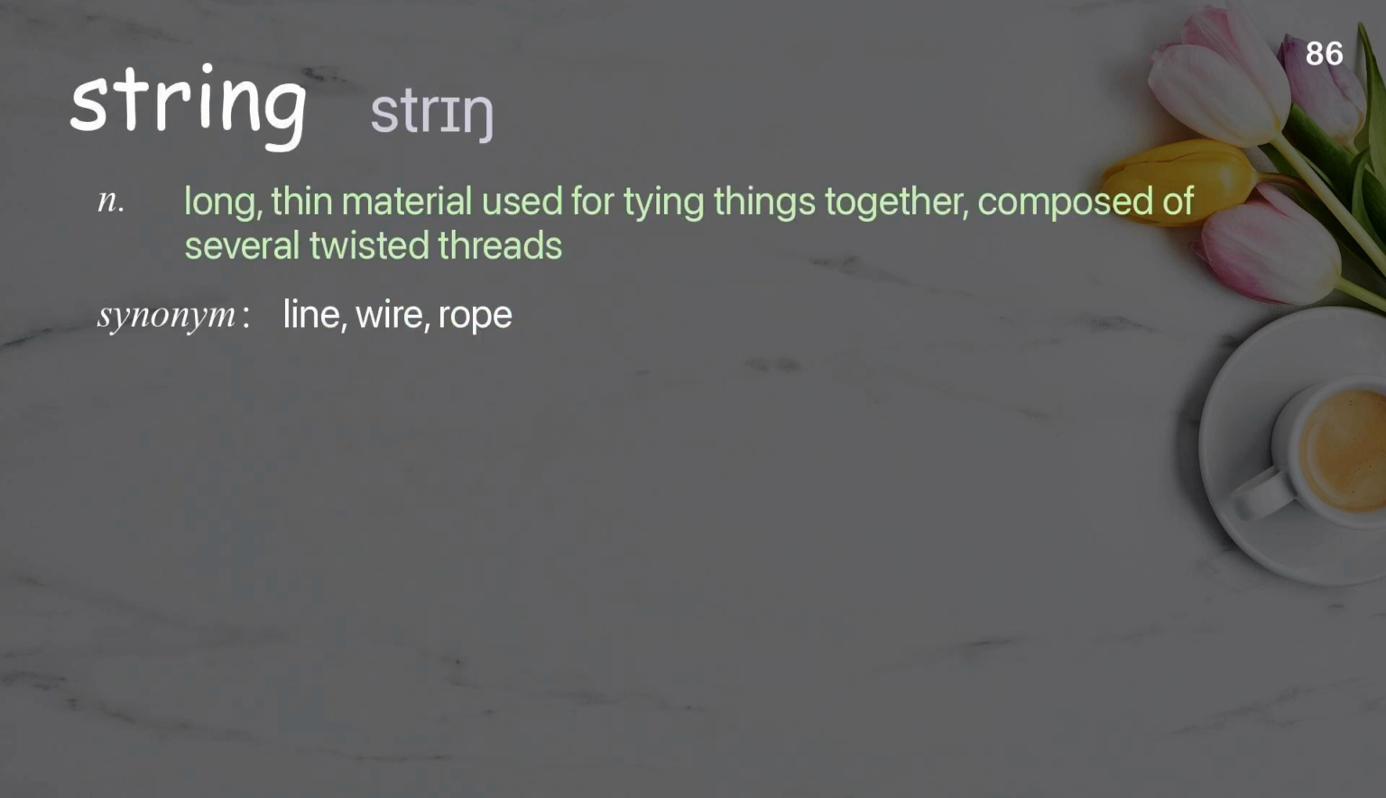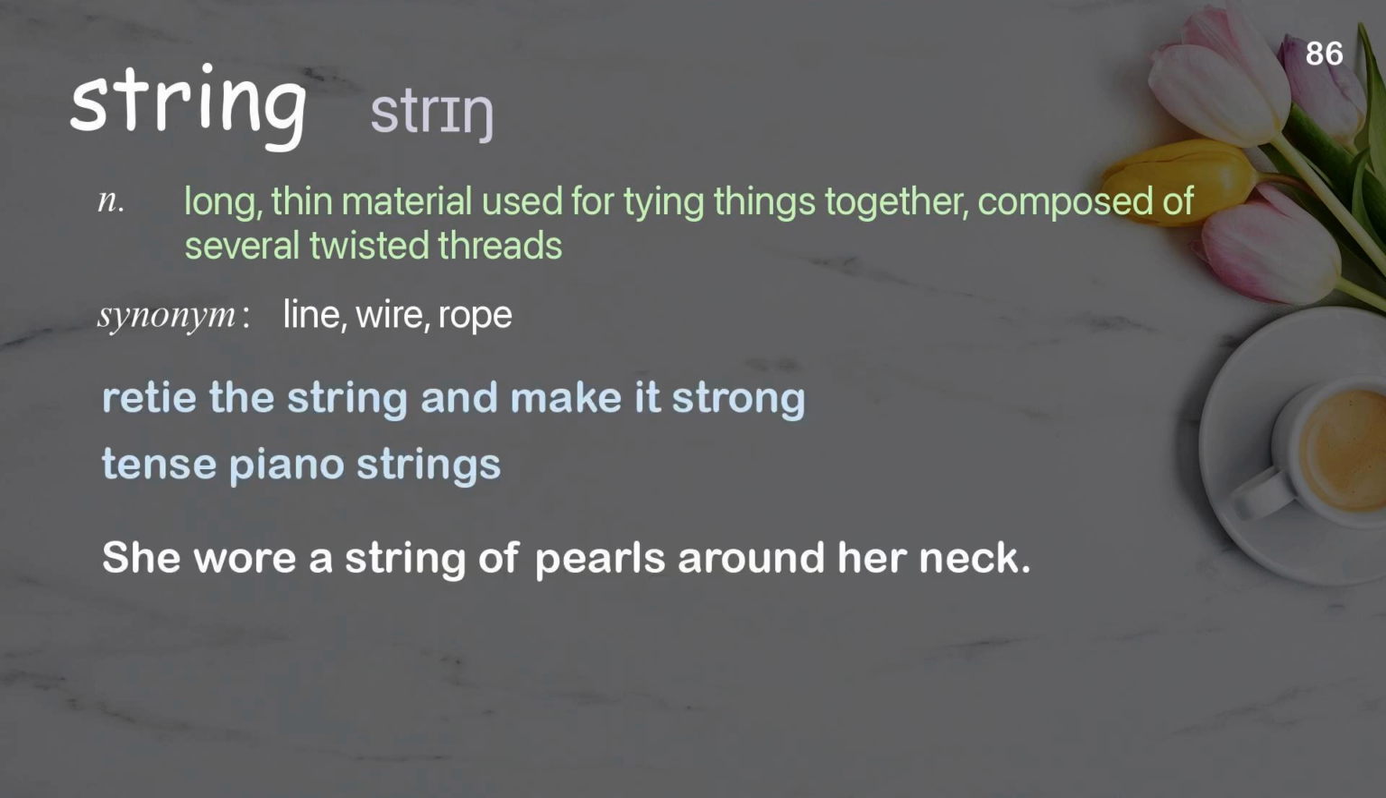String: Long, thin material used for tying things together, composed of several twisted threads. Examples: Retie the string and make it strong. Tense piano strings. She wore a string of pearls around her neck.